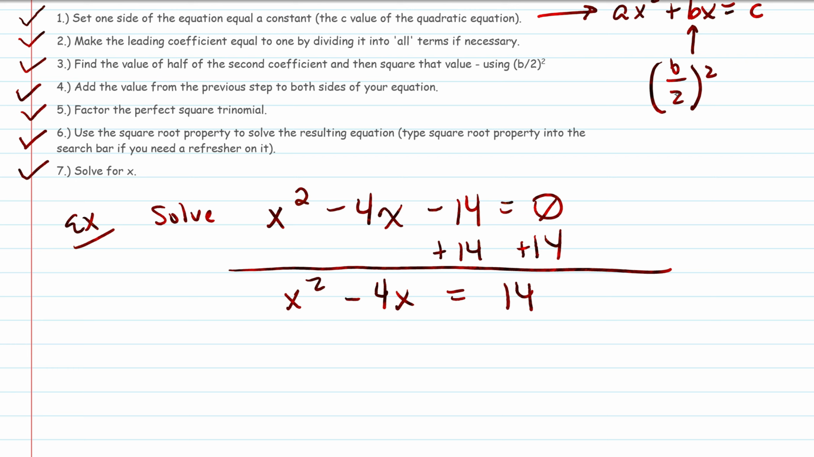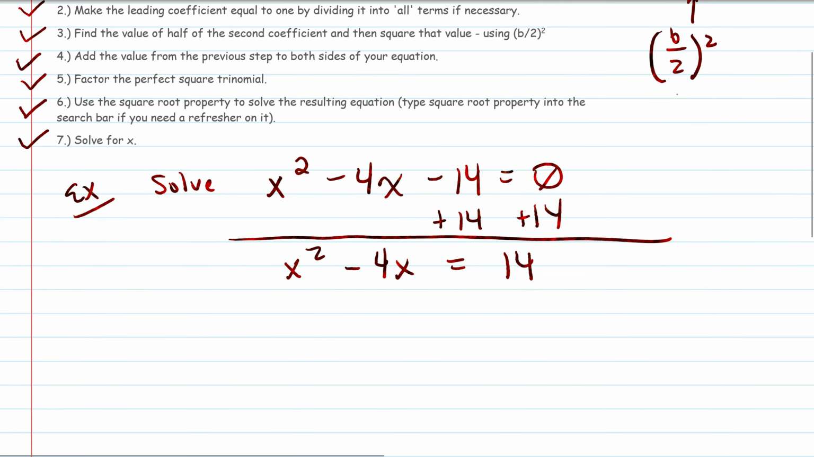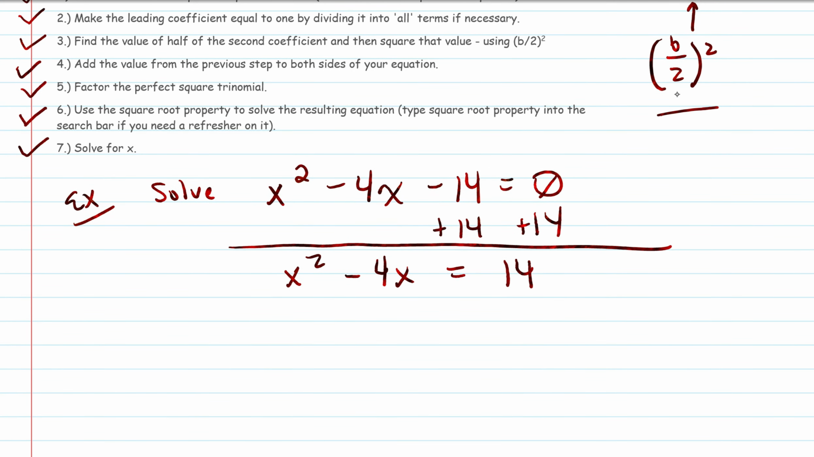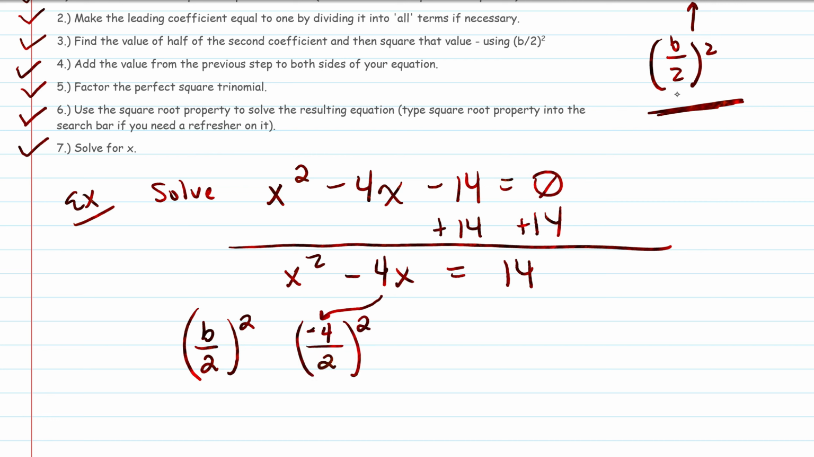Step 3 says find the value of half the second coefficient. Basically, we're completing the square. So as I said up here, use that b over 2, b over 2, and then we square it. So what's your b value? It's right there. So you use negative 4 over 2, and you square it. Your b value is always the value in front of the x. Negative 4 divided by 2 is negative 2. You square it. Negative 2 squared means negative 2 times negative 2, which is positive 4.